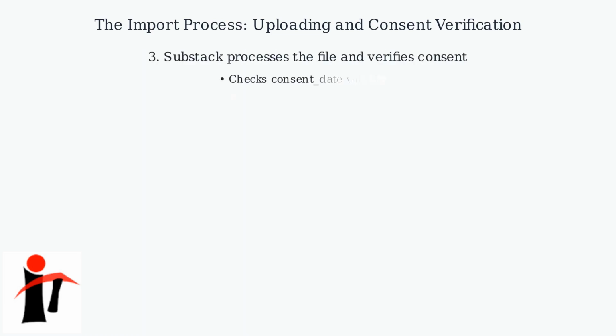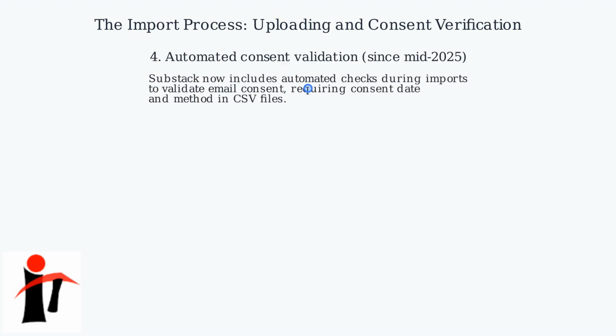Once uploaded, Substack processes the CSV file, verifying the consent information for each email. Imports without a valid consent date will fail. The system also automatically checks for and removes any unsubscribed emails from your list. Since mid-2025, Substack has implemented automated checks to validate email consent during the import process. This ensures that your CSV files include both a consent date and consent method for each subscriber.